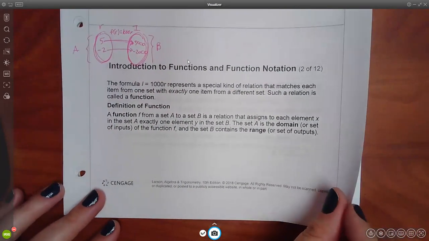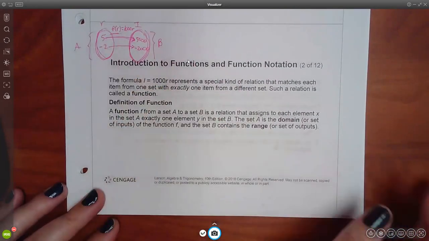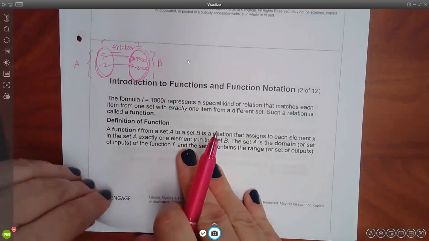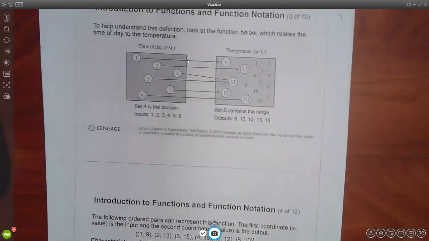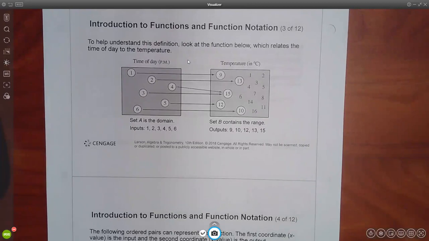And I haven't talked about it yet, but I used this little notation here instead of an I, and I'm gonna talk about that. So they didn't use bubbles, they used squares, but it's the same thing.